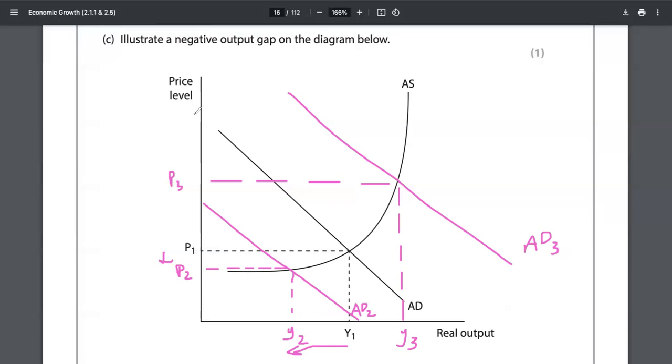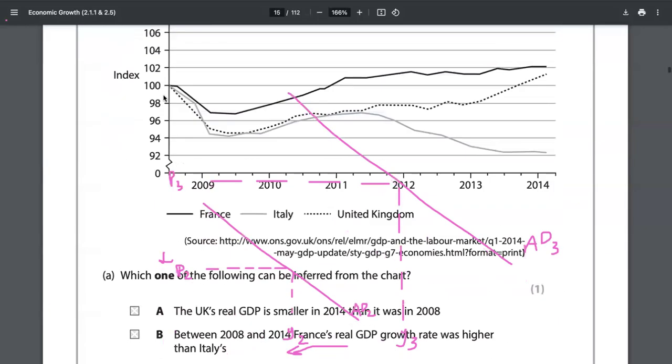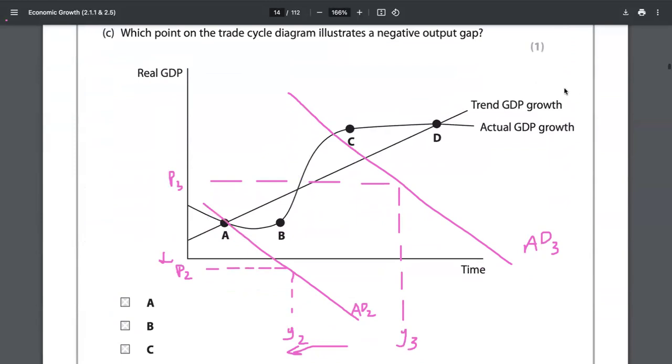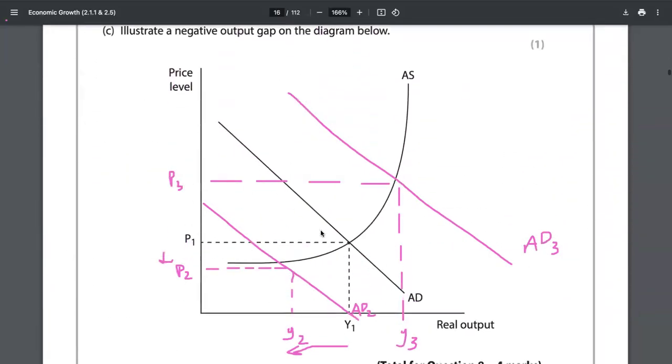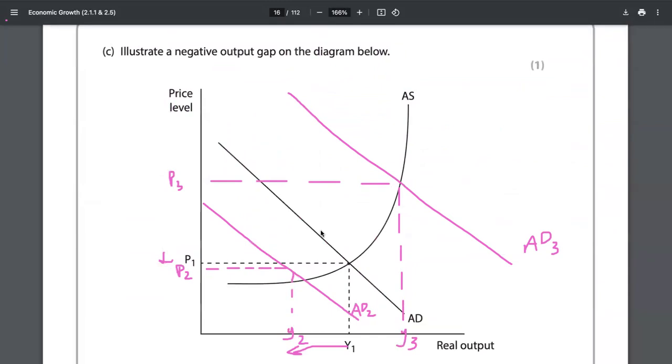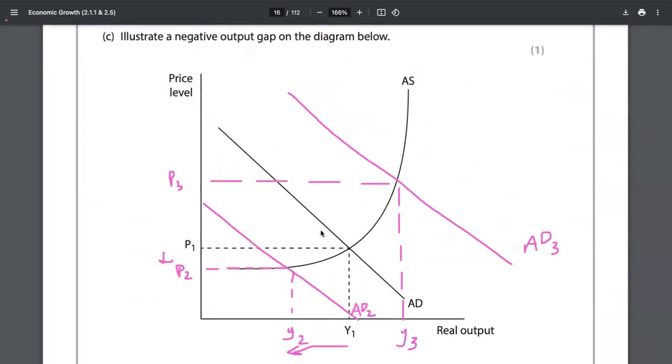Yeah, because if we look back here, a negative output gap is scenario B where actual growth is not that high. So yeah, AD2 is a negative output gap because as we get towards this point, when it starts to get really steep, after that we're going to have positive output gaps when we're passing full employment, when every shop becomes full.